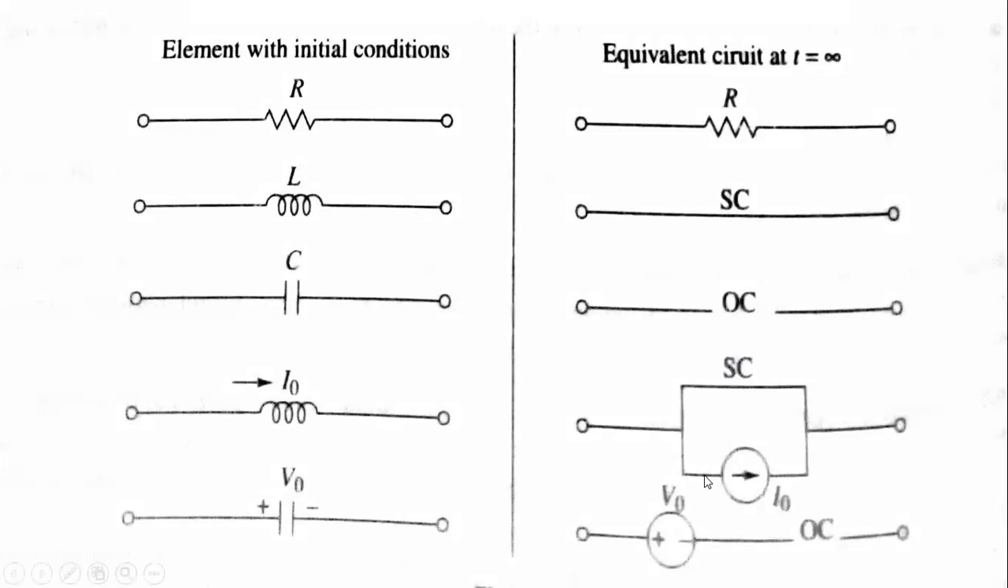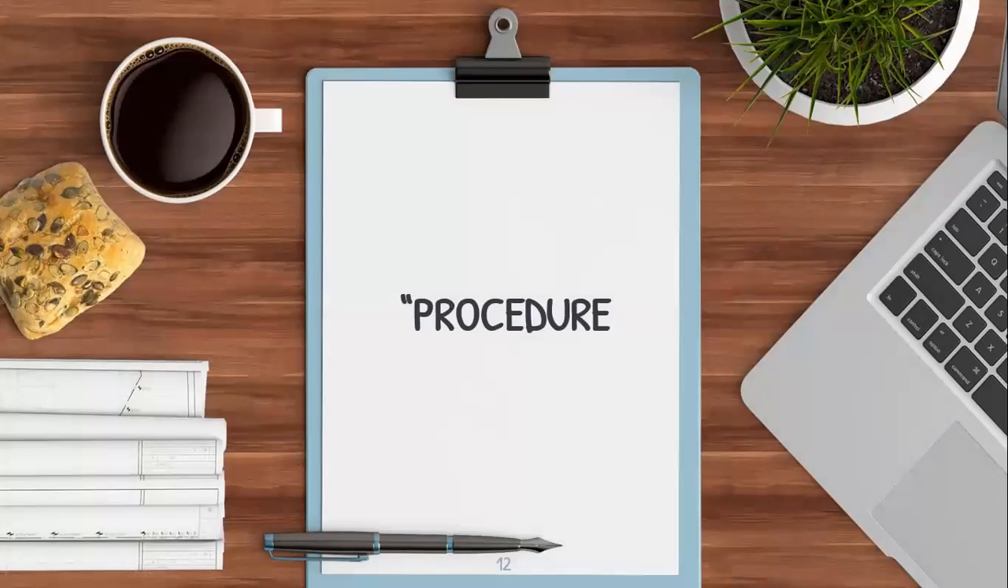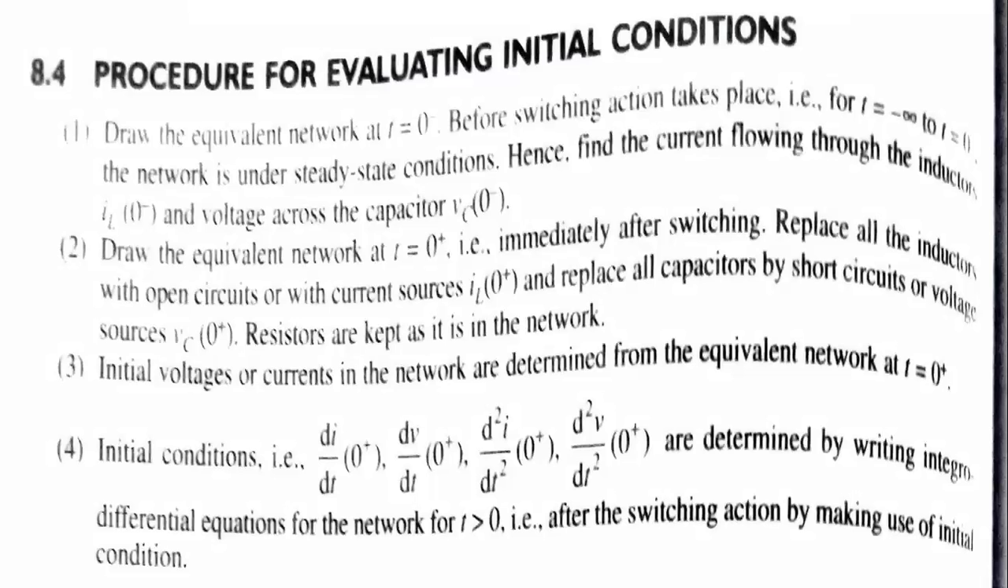Now come to the next, that is the steps, how we can simplify before going to start the session, before going to start that numerical. What are the parameters you need to keep in your mind? What are the steps? What is the procedure you need to apply while you are going to simplify? That is important here. So see here, what is the procedure for evaluating the initial conditions?